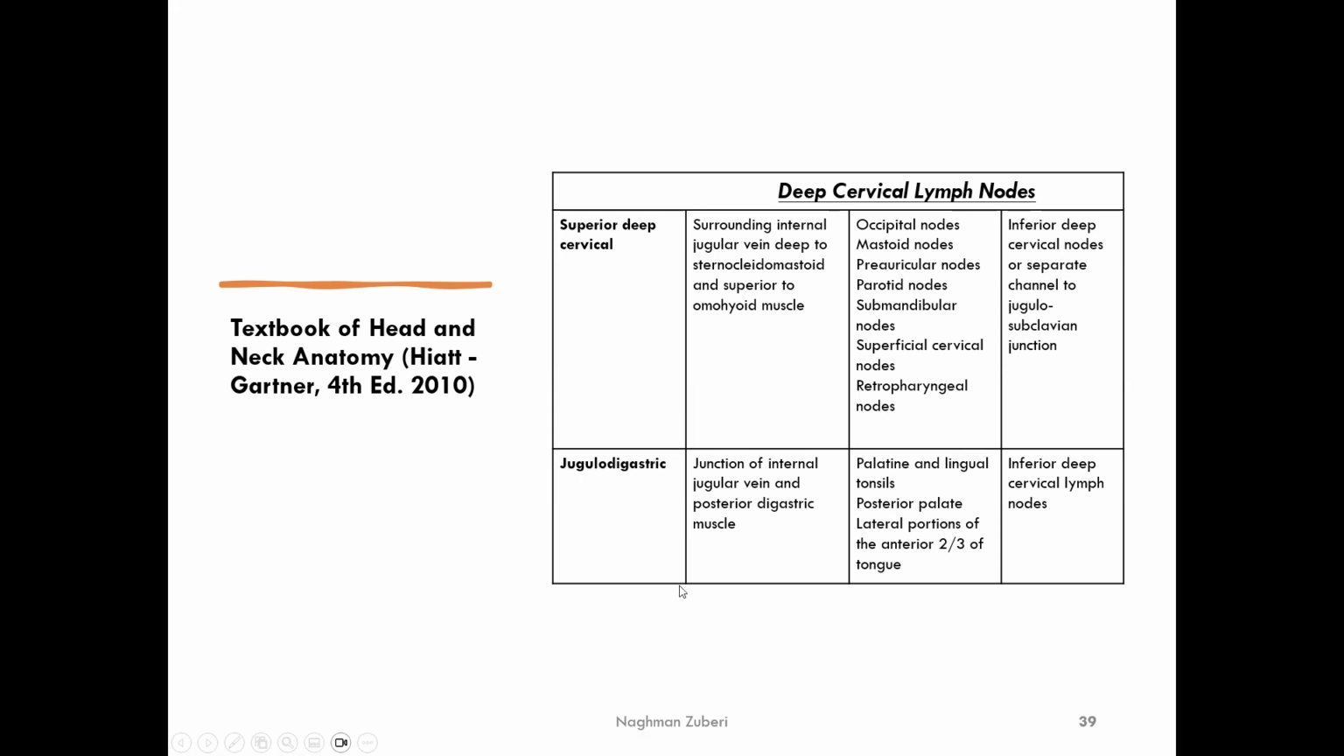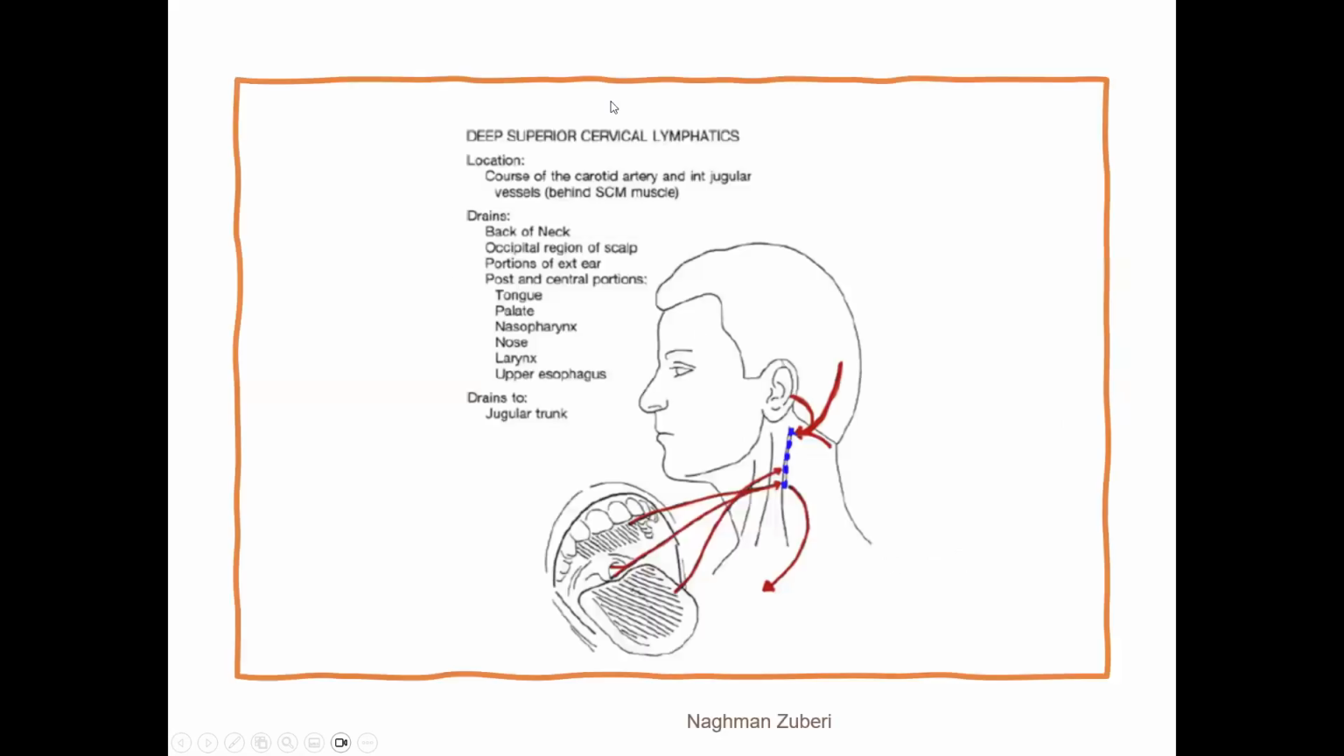Then comes the jugulo-digastric. As the name suggests, they are situated at the junction of the internal jugular vein and posterior belly of the digastric muscle. Well, they are draining palatine and lingual tonsils, posterior palate, lateral portions of the anterior two-thirds of the tongue. And they are being drained to the inferior deep cervical lymph nodes.